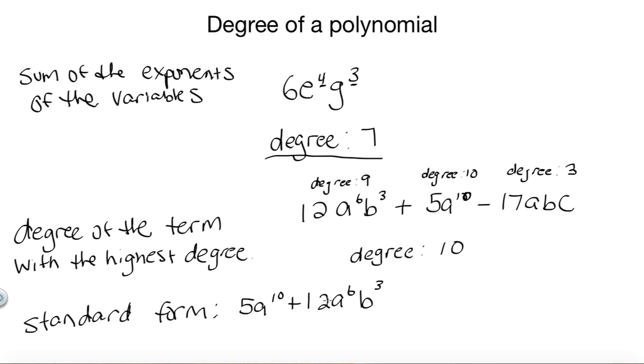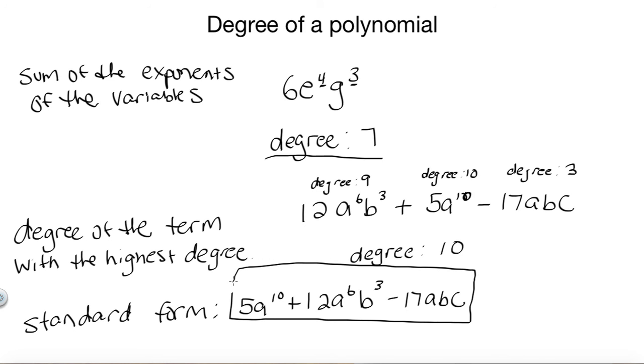Some people may be wondering why there is an addition sign here, because this term is positive. And last but not least, the smallest degree was 3, so I have minus 17abc. This is minus because remember the term takes the sign right before it. So this would be this polynomial rewritten in standard form, highest degree first, and the degrees to follow.